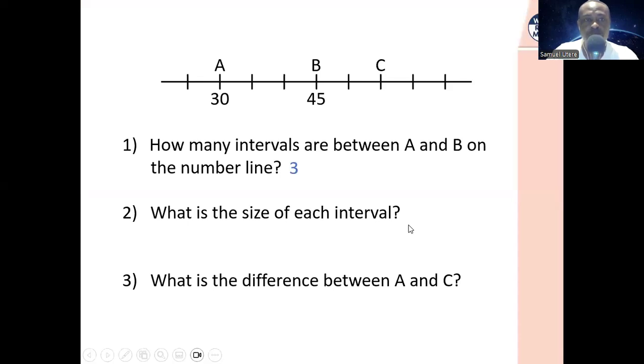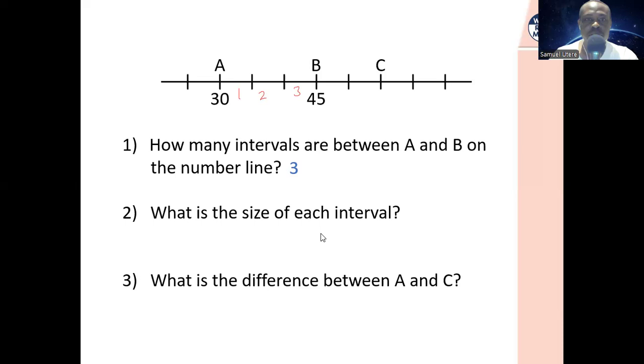For question 1, you were asked how many intervals are between A and B on the number line. You can see A here and you can see B there. There are 3 intervals. I do hope you have not forgotten how we count intervals. So there are 1, 2, and 3. So intervals are the spaces in between, not the bars. So there are 3 intervals between A and B.